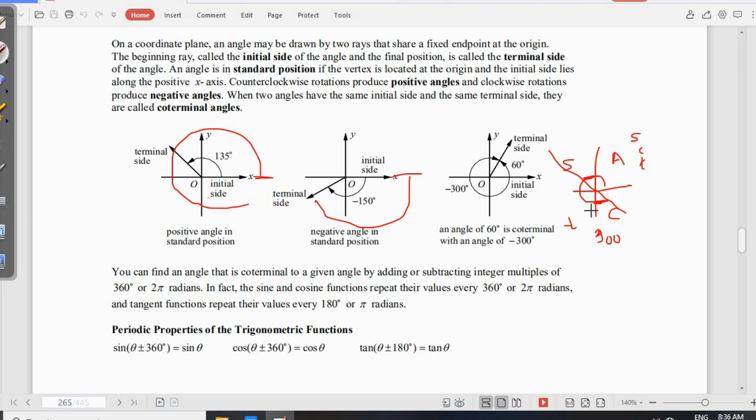Okay, so let's see if this is 300 here. That's from 270 to 300. We have about 30 degrees here, 30 degrees here, and we have about 30. So the distance between this place is actually 30 degrees.